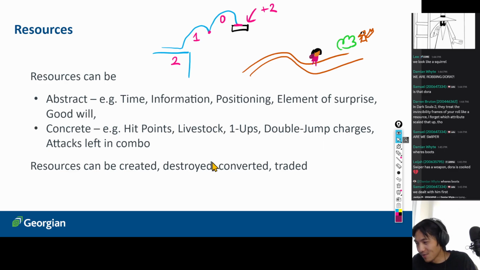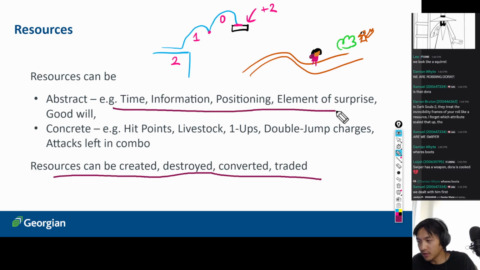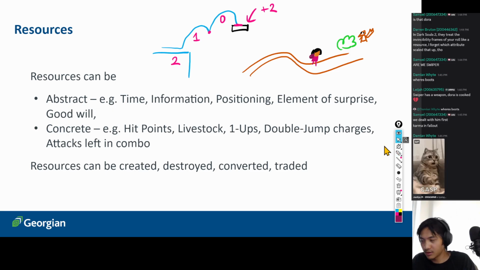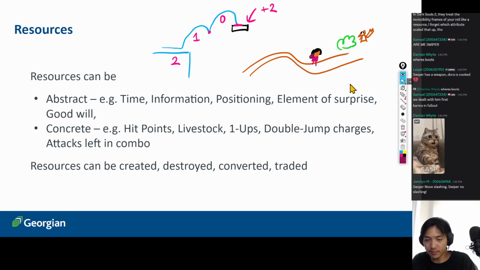Anyway, resources can be created, destroyed, controlled, converted, or traded. You can have goodwill, which you could say is an abstract resource. It can be hard to trade that sometimes, but you can have it. You can do the mafia boss a great favor. He can owe you a service, and maybe he'll fulfill that service for you at some point in the future.